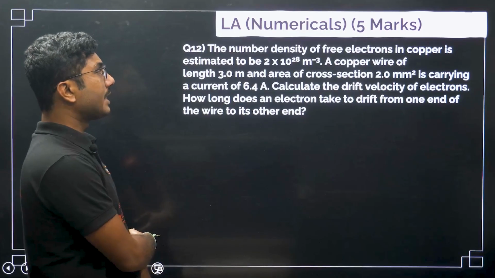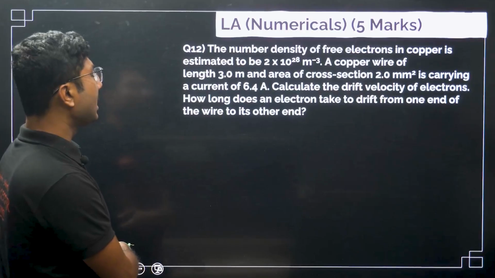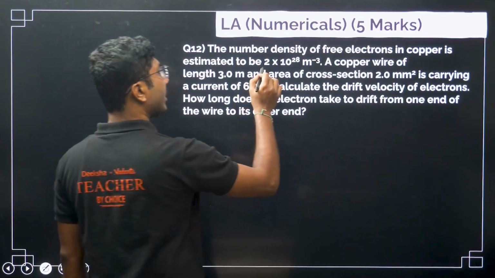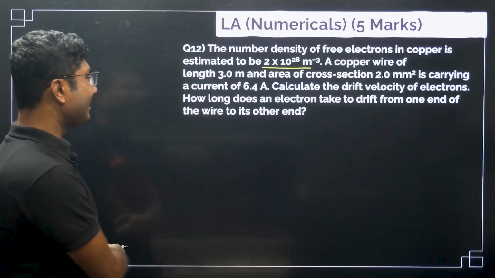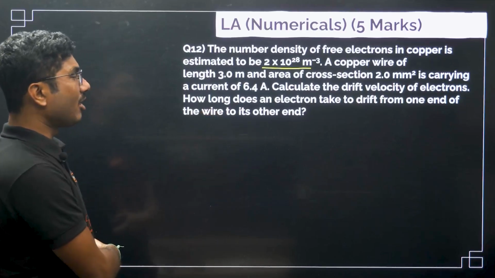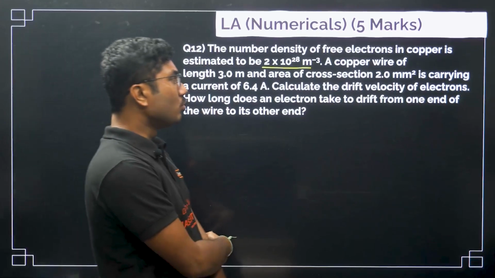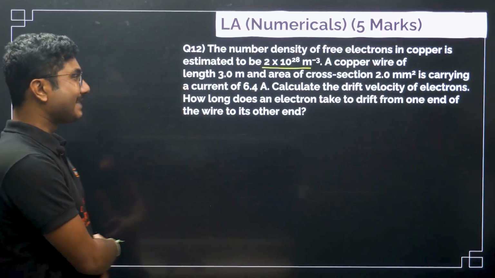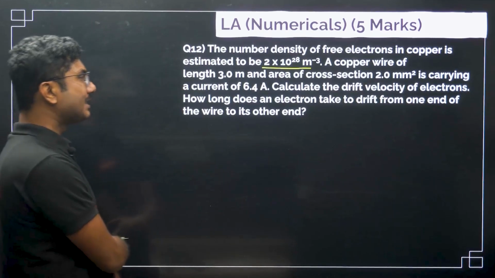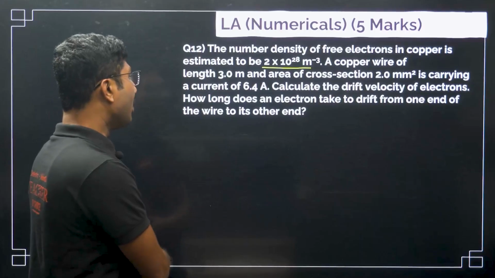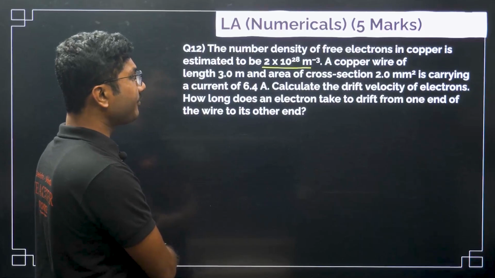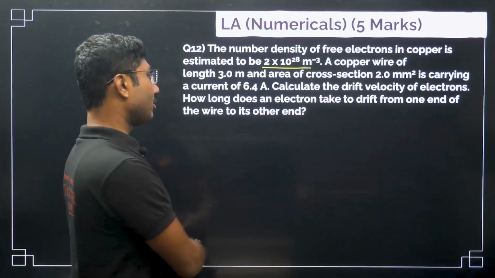The number density of free electrons in copper is estimated to be 2 into 10 to the power of 28 per meter cube. A copper wire of length 3 meter and area of cross section 2.0 millimeter square is carrying a current of 6.4 ampere. Calculate the drift velocity of electrons. How long does an electron take to drift from one end to the other end of the rod?